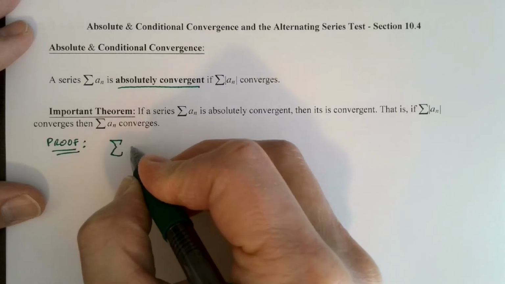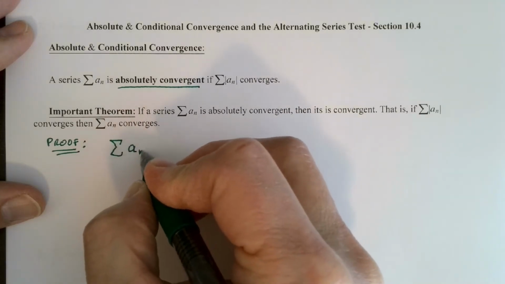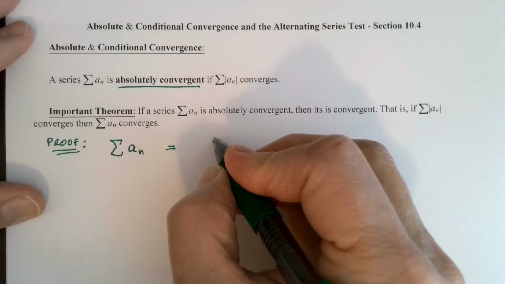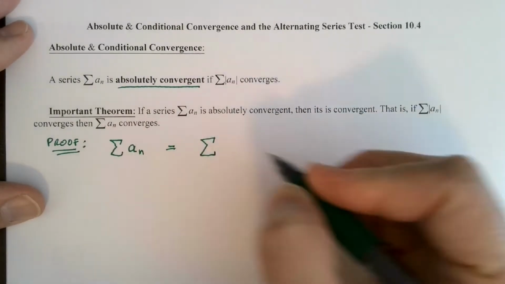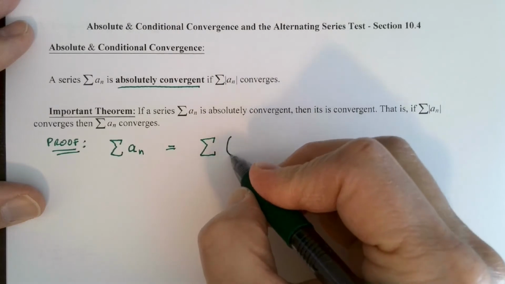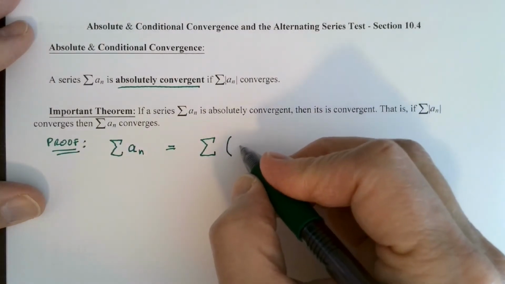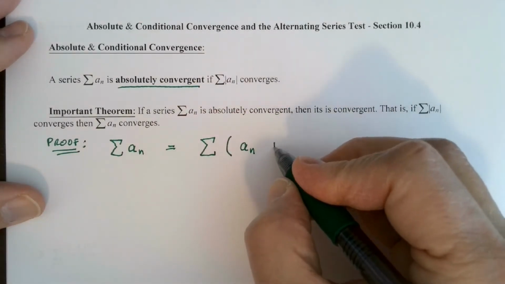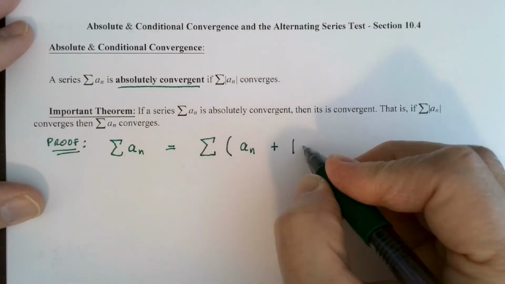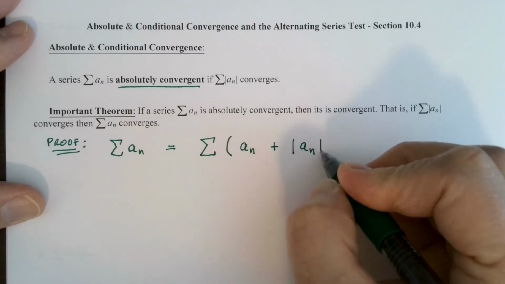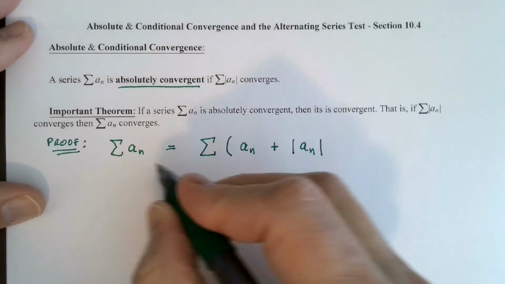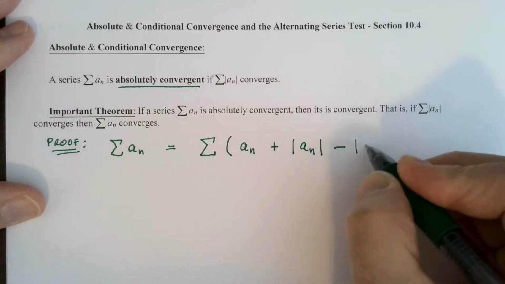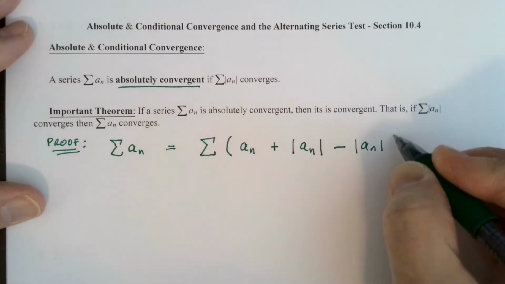Let's look at this infinite series. I'm going to do a little manipulation, which probably wouldn't seem intuitive until we reach the final argument. I'm going to write this as the a sub n's, and then add the absolute value of the a sub n's. You say, well, you've totally changed the series. But I'm going to immediately subtract the absolute values of the a sub n's.